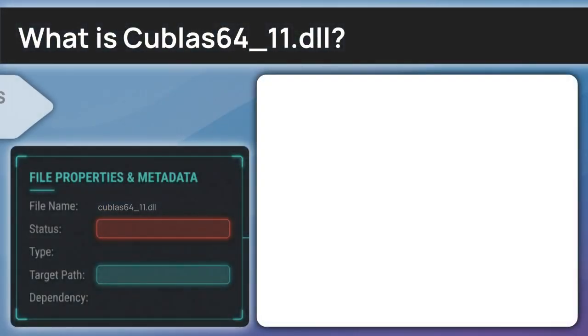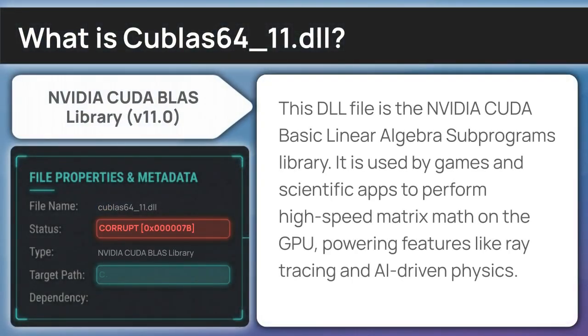This DLL file is the NVIDIA CUDA Basic Linear Algebra Subprograms Library. It is used by games and scientific apps to perform high-speed matrix math on the GPU, powering features like ray tracing and AI-driven physics. Let's get to work.